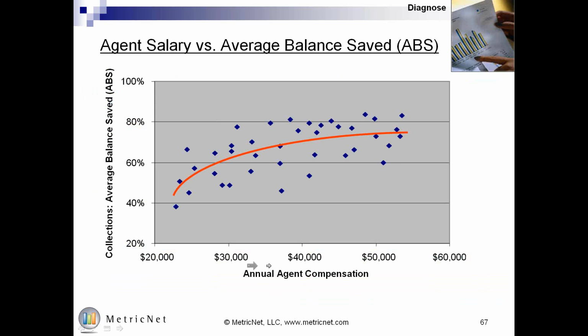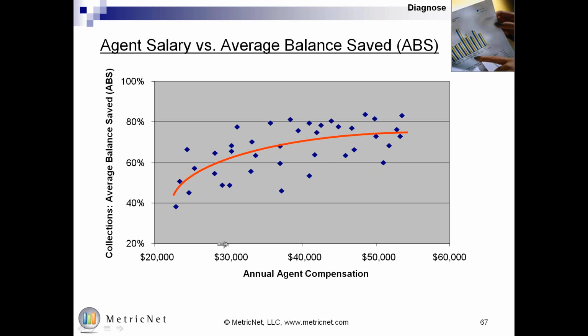If you look at annual agent compensation versus collections effectiveness, this would be, of course, for a collections call center, you can see that as the compensation improves, agent effectiveness also improves. The blue diamonds here are data points. The red line is a nonlinear regression through that data.